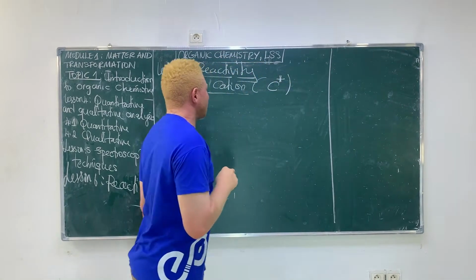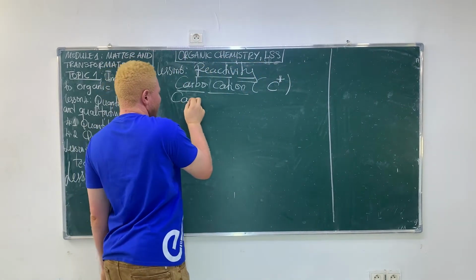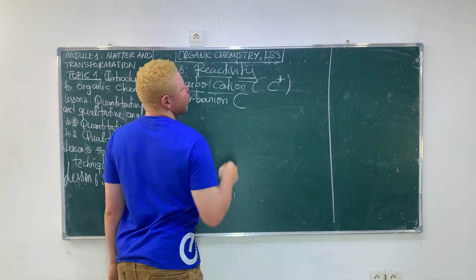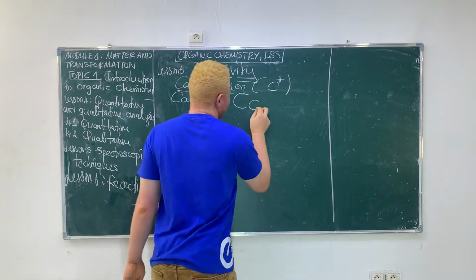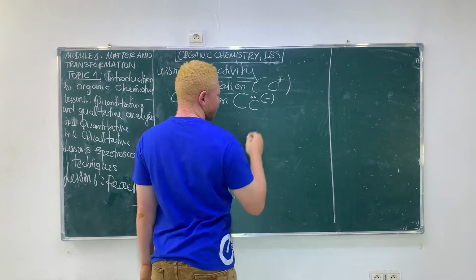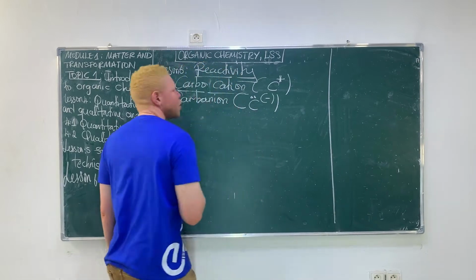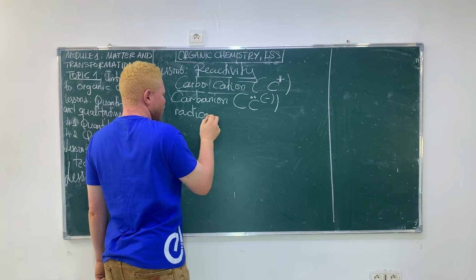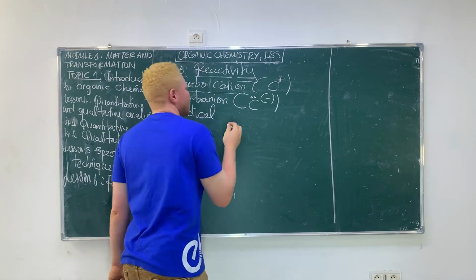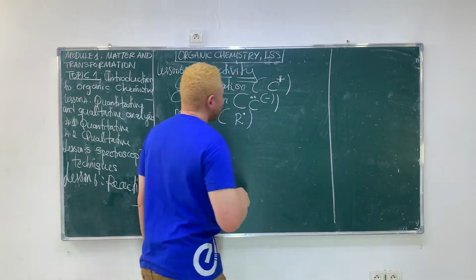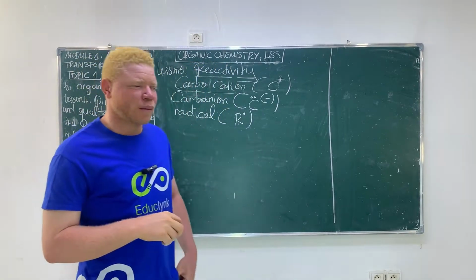A carbanion is a negatively charged carbon. In organic chemistry it is denoted like that: C minus. A radical is denoted as R dot, where R is an alkyl group.